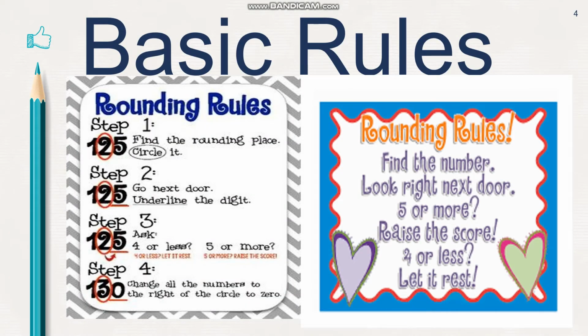Here are the basic rules in rounding. You need to find the number, look right next door. 5 or more, raise the score, or you just simply add 1. 4 or less, let it rest.